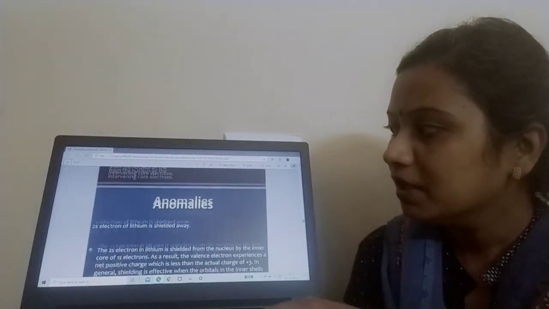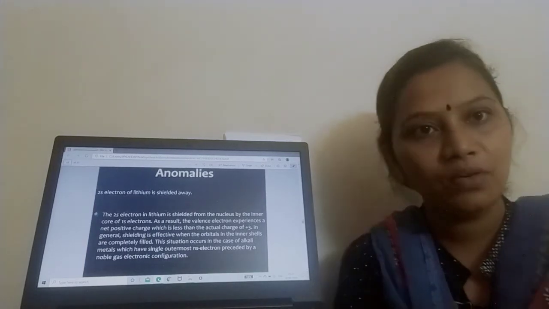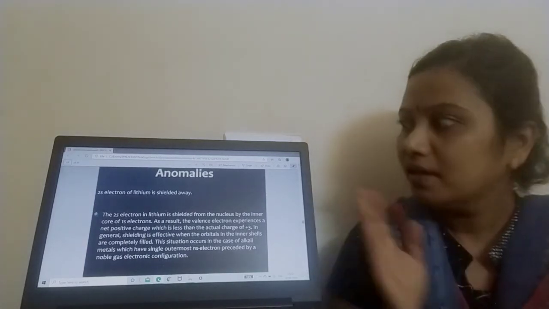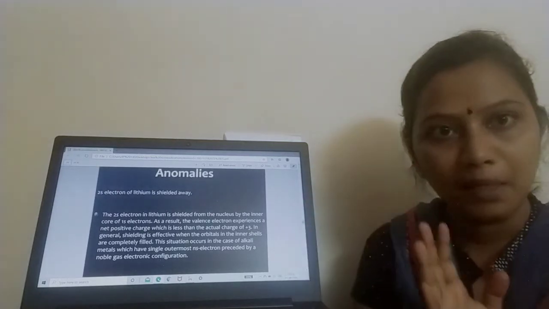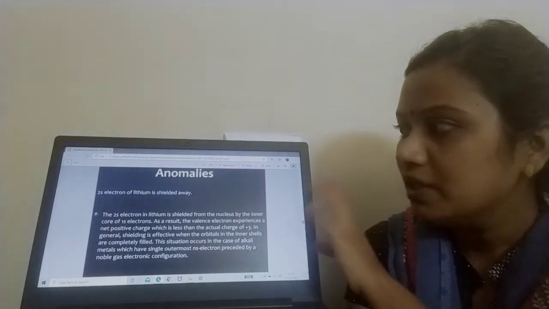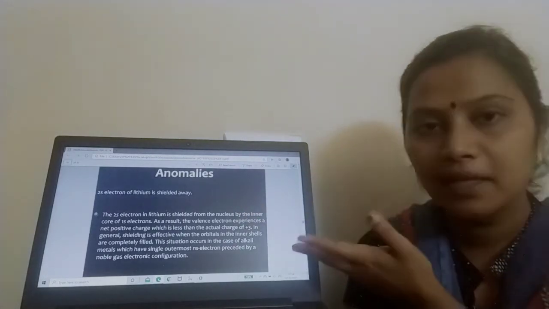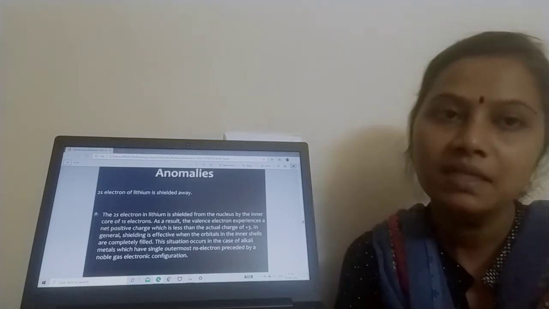Now moving to the anomalies. These are some differences. They are not following the exact rule. They are a little bit different, so we have just grouped them under the topic anomalies. The 2s electron of lithium is shielded away. Why? This is a give-reason type of question. The 2s electron of lithium is shielded away.